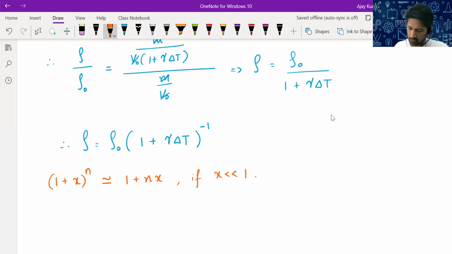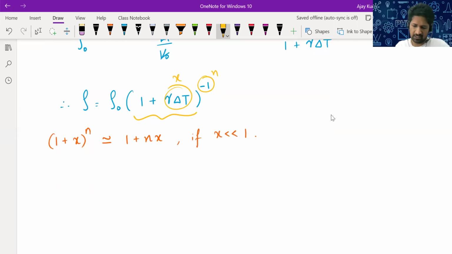Okay. Now you observe what you have in this bracket. 1 plus gamma delta T whole power minus 1. So you can treat gamma delta T as x and minus 1 as n. The gamma values we had seen few classes earlier. For steel, it was 10 power minus 5. Of that order. Usually for solids, it will be around that much only, 10 power minus 4, 10 power minus 5. So gamma delta T is going to be a very small number compared to 1. So we can apply this approximation. And in place of n, we have minus 1. Therefore, density can be written as rho naught into 1 minus gamma delta T. That's all. This is how density varies with temperature.